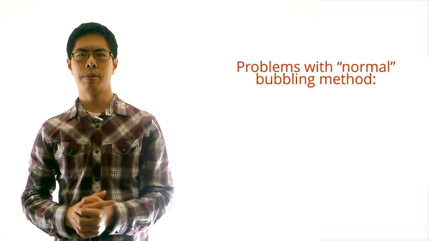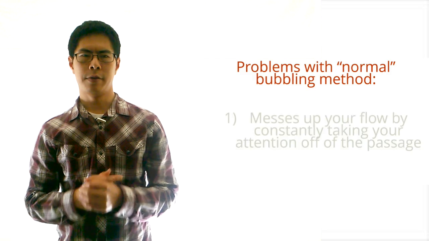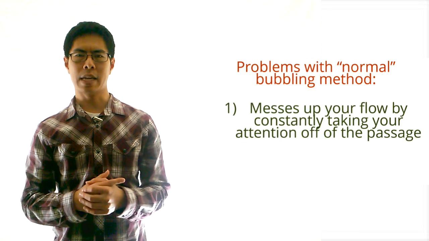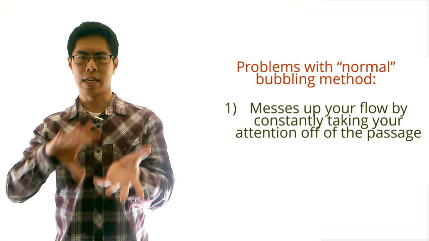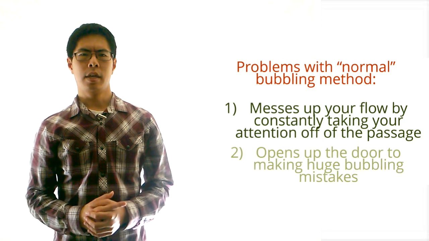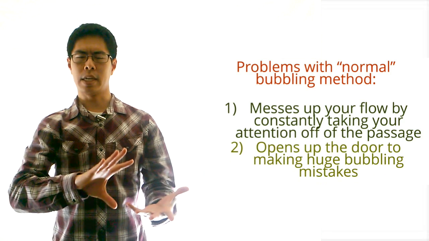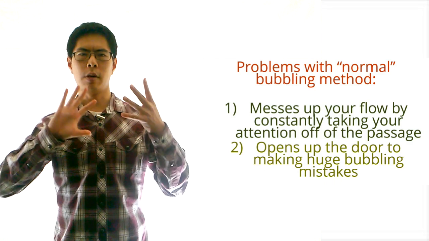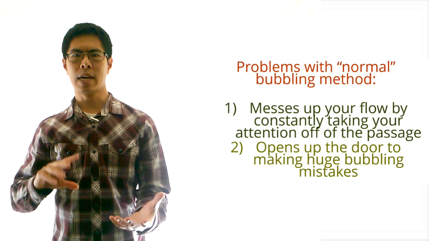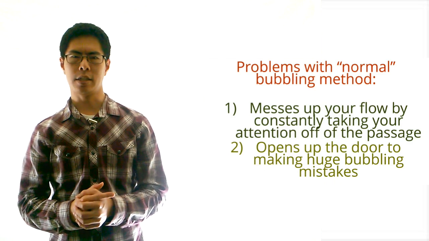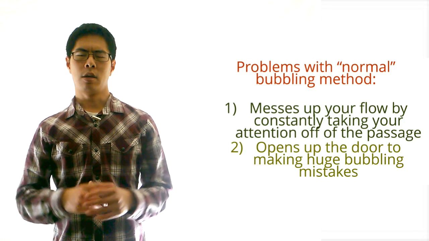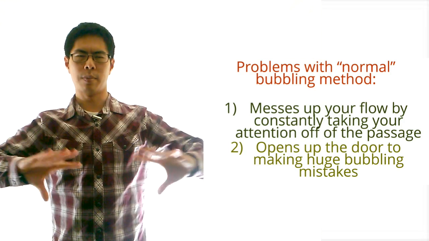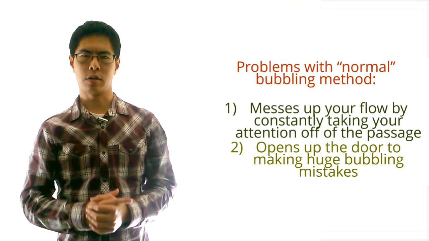There are two problems with this approach to bubbling. First, it messes up your flow for each passage by constantly taking your attention off of the passage and onto filling in the bubble on the answer sheet. And second, it opens up the door to making huge bubbling mistakes if you skip a question, which should only apply to the other three tests, since we recommend not skipping any questions for the ACT English test. If you skip a question and keep bubbling in one choice at a time, you might find later on that all of your bubbles are one number off, which would be disastrous for your score.